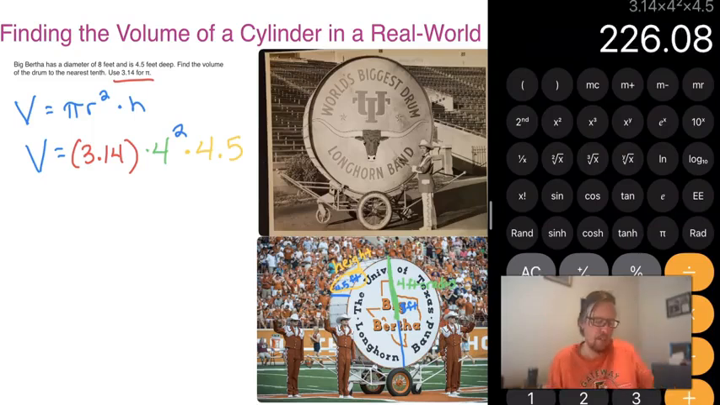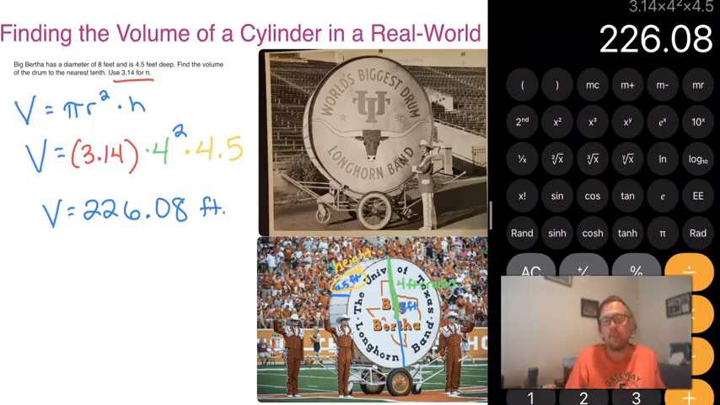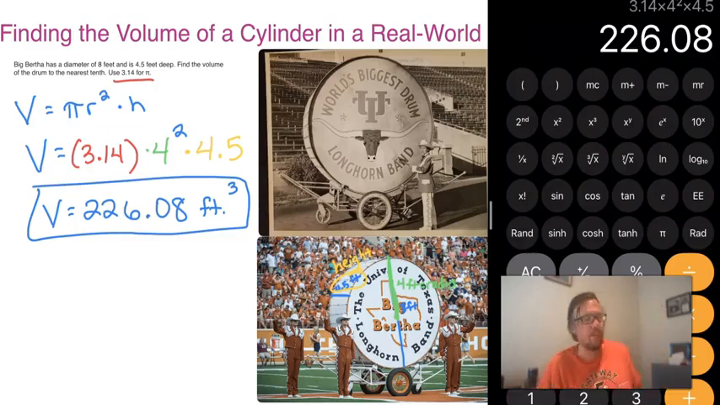And our volume is 226.08. The measurements are all done in feet, so our unit is going to be feet, and because it is volume, volume is always measured in cubic units, so it will be cubic feet. The volume of Big Bertha, one of the world's biggest bass drums.